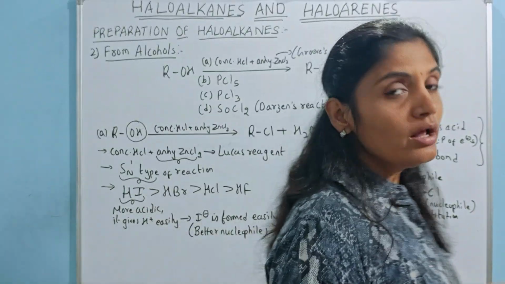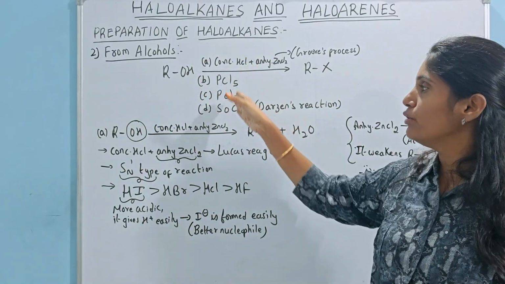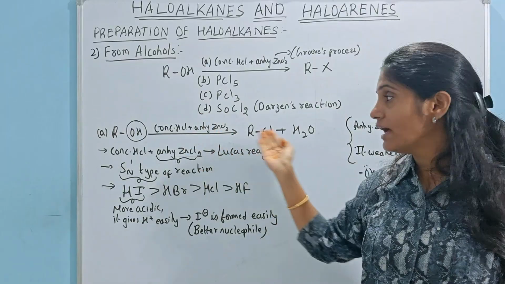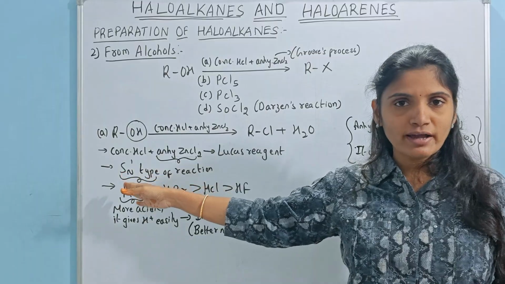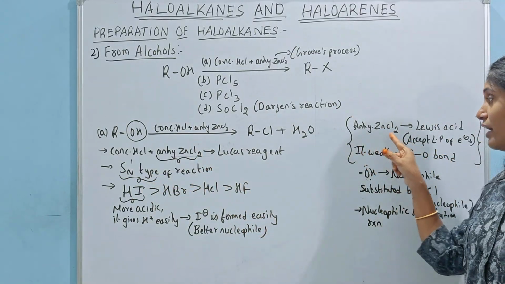We have four reagents to prepare haloalkanes from alcohols, and I told you the four reagents. First we'll be preparing haloalkanes from alcohols using a Lucas reagent, concentrated HCl plus anhydrous ZnCl₂, and I also told you the role of anhydrous ZnCl₂.